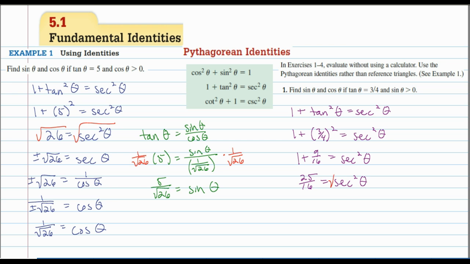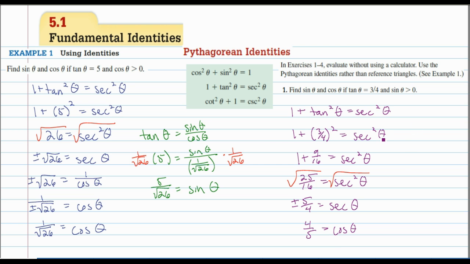So if I take the square root of both sides, that will be 5/4 equals the secant of theta. Technically plus or minus. Now, the original problem only tells us that sine has to be greater than 0. Well, I know that tangent is sine divided by cosine. So if tangent is positive and sine is positive, cosine also has to be positive. Therefore, secant, 1 over cosine, has to be positive. So if the secant of theta is plus or minus 5/4, cosine of theta is going to be positive 4/5.